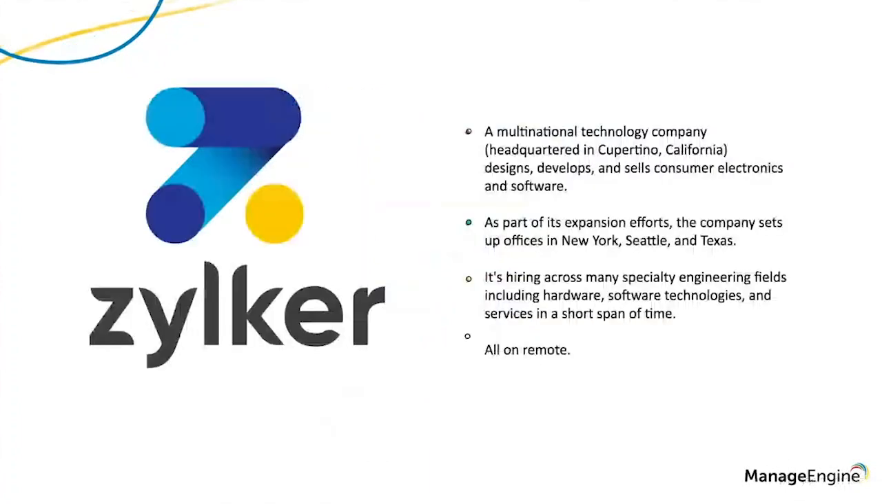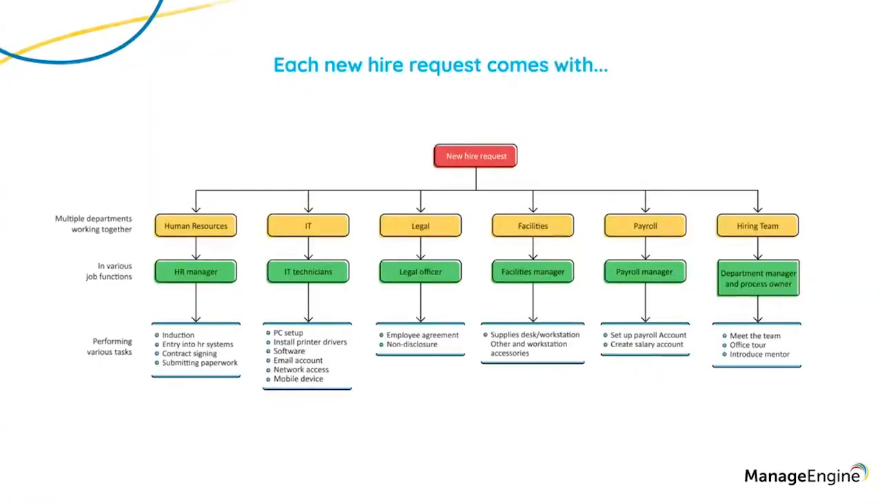So we are going to Zilker here. Zilker is a software company, and they have multiple branches. They're geographically distributed. Now let us say that they're going to be hiring a few people across all these locations, but everything's going to be done remotely, and within a very short span of time. So let's say they're going to hire people across all these branches. Let's have 4 branches. So what happens is that every time a new hire comes in, there are different departments that need to be working together.